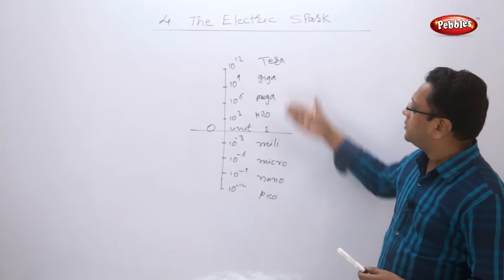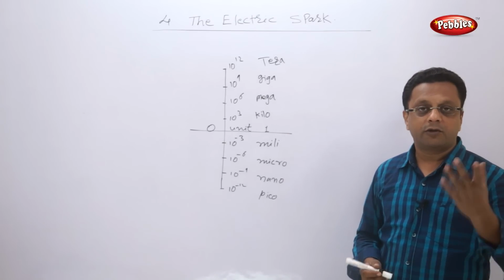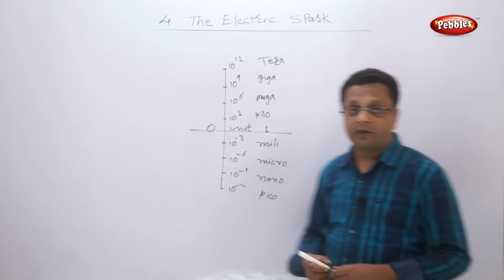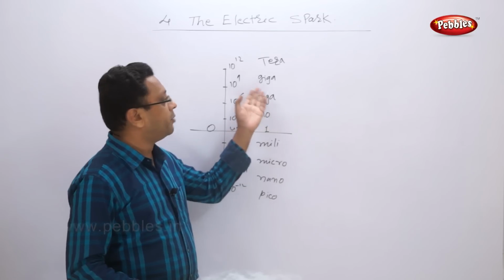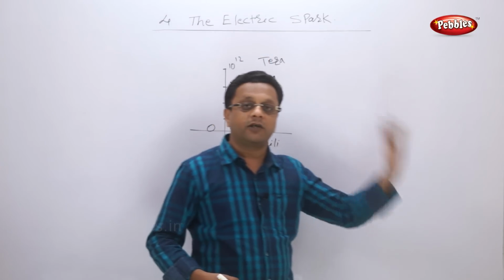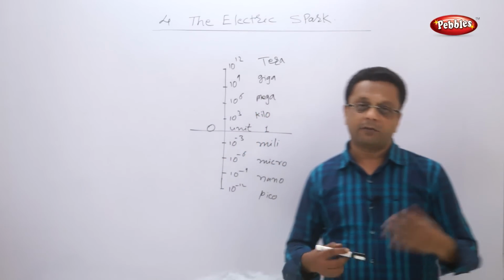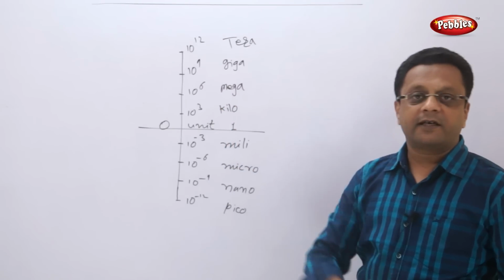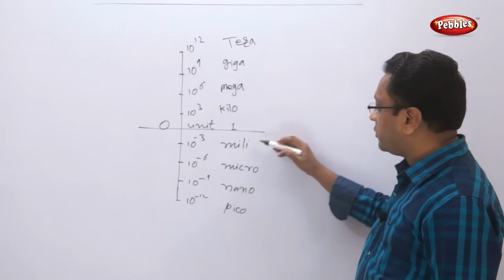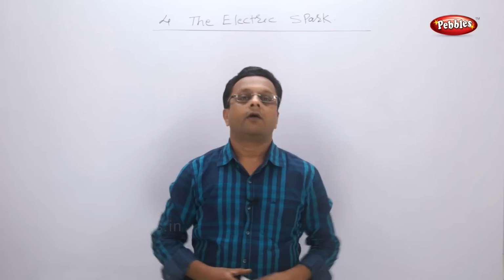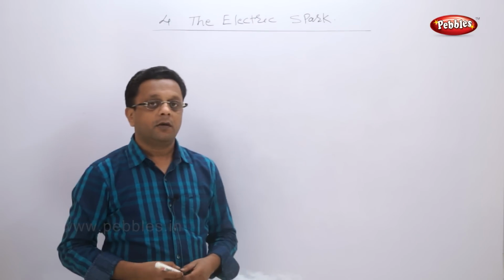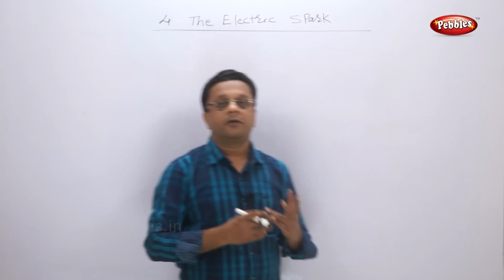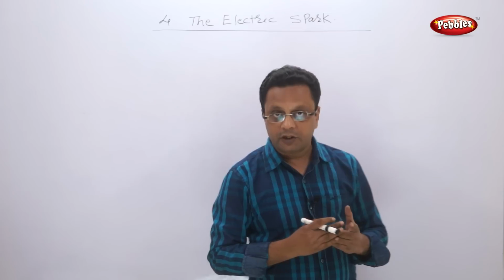In this case you must be knowing, because you measure the memory of your mobile phones or your hard disks in kilo, mega, giga, tera: 1 gigabyte, 2 gigabytes, 1 terabyte, something like that. In current electricity, we are majorly concerned with milli, micro, nano and pico. Now let us solve few examples based on the current, time and charge.